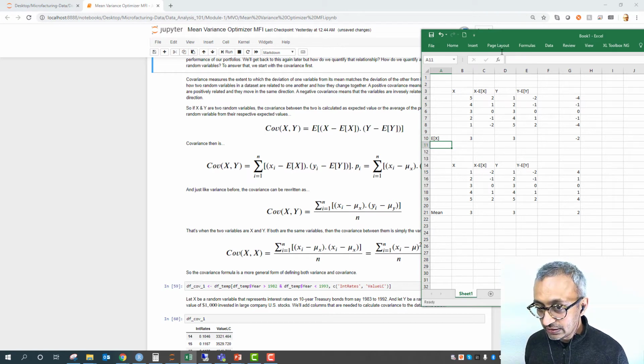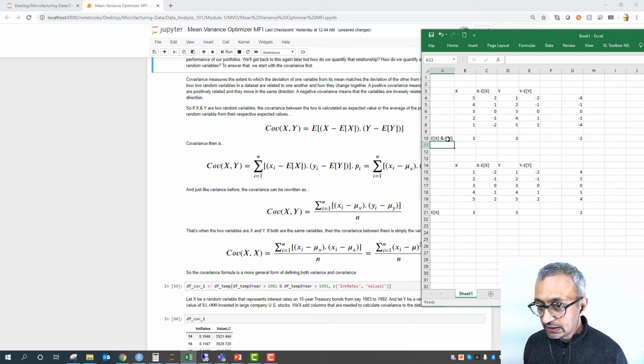Just to make sure we are calling it the same, this is ex, and this is ey. Actually, let's just say ex and ey in the same row. I hope it's not confusing. And let's make it a little bigger.